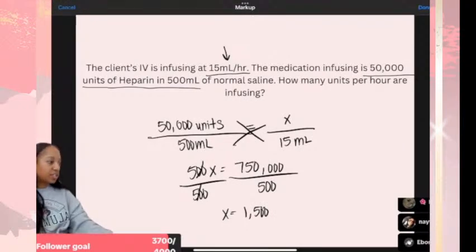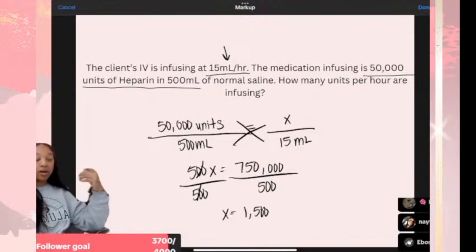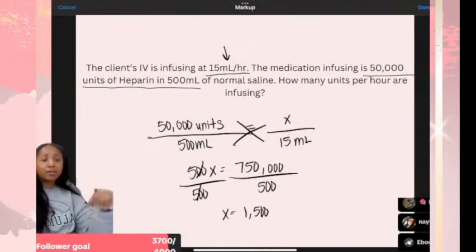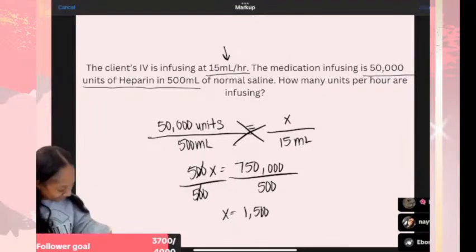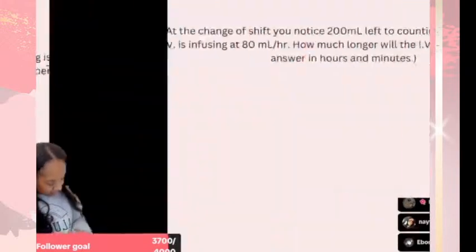So the benefit to knowing more than one way of solving a problem is that you can double check your work. So if you say, oh my gosh, that seems like a really big number, or that seems like a really small number, do it a different way. And if you come up with the same thing twice, then that's it. Alright.